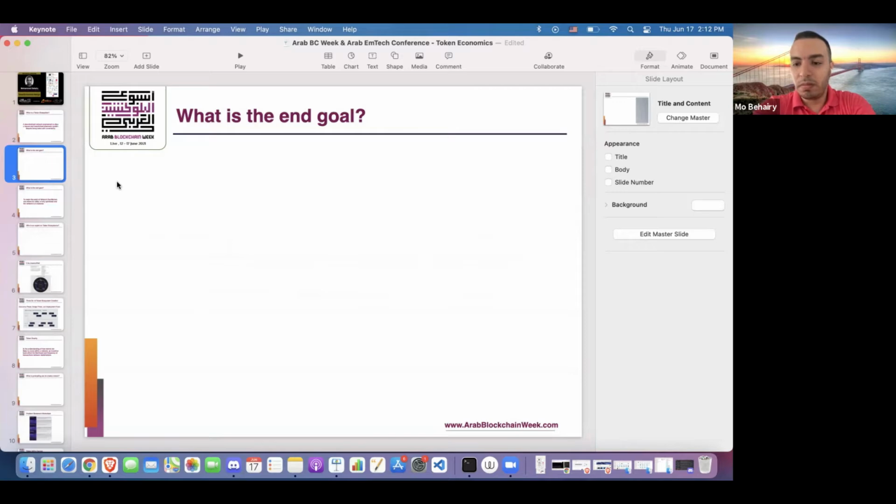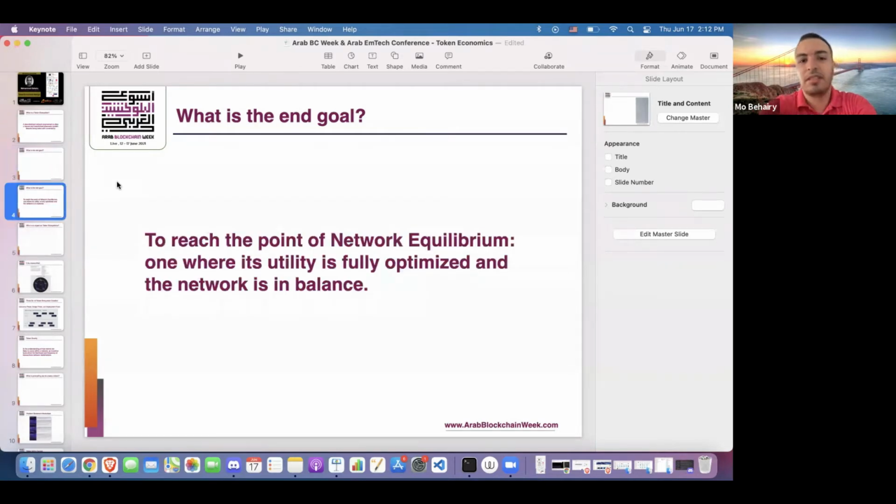So what is the end goal for this? As I mentioned, it is to reach a point of equilibrium, one where the utility is fully optimized and the network is in balance.